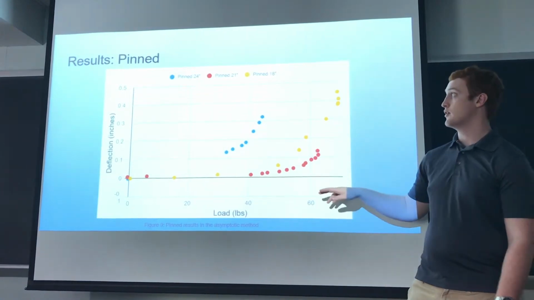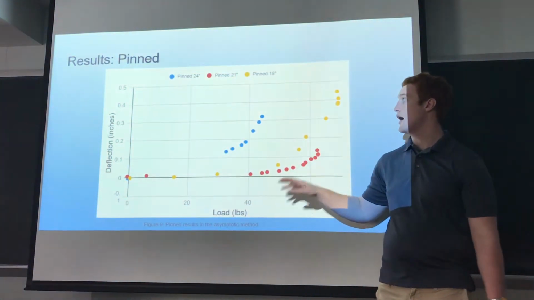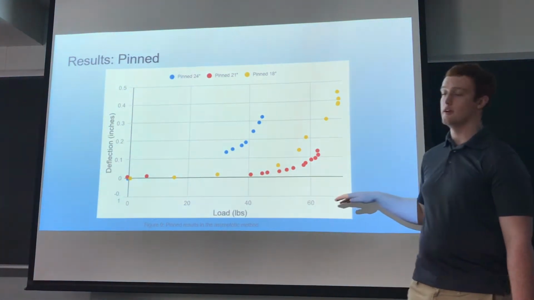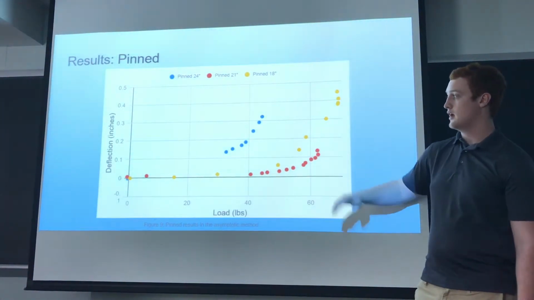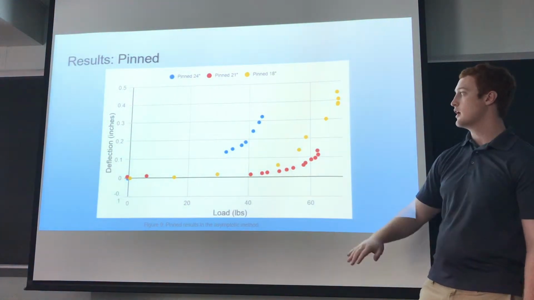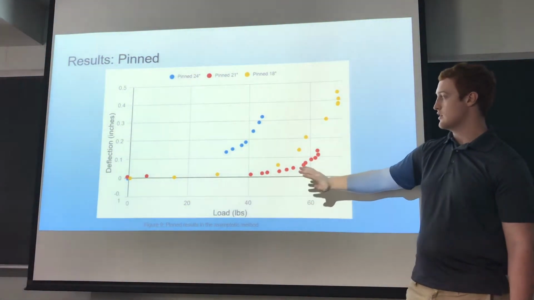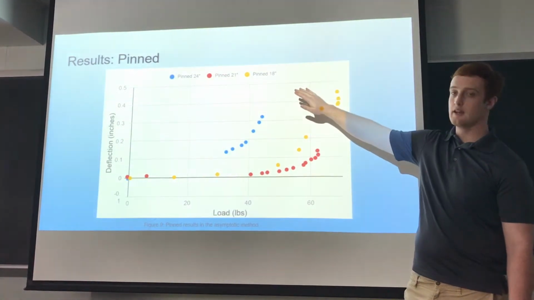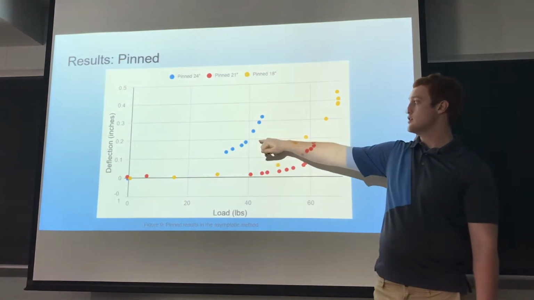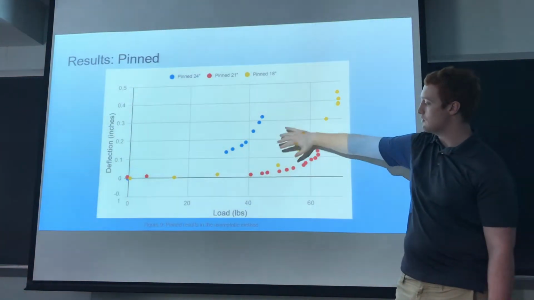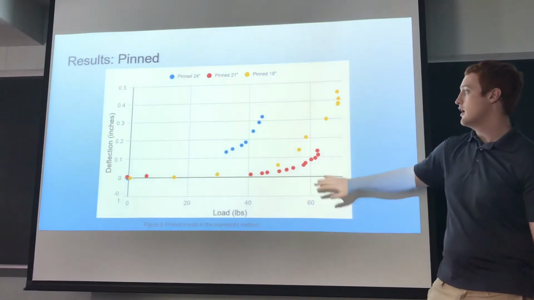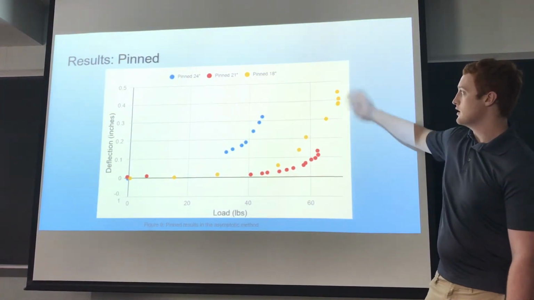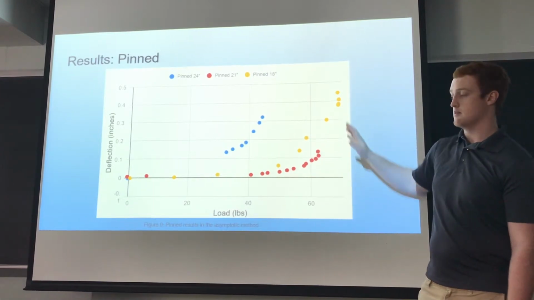So here we have the results for the pin boundary condition, and this is using the asymptotic method. On the x-axis we have the load, and on the y-axis we have deflection. And as the load reaches the critical load, it asymptotically goes to infinity. So for the 24-inch beam, the asymptote is around 50 pounds, and for the 21, it's around 65 pounds, and then for the 18-inch, it's around 70 pounds.